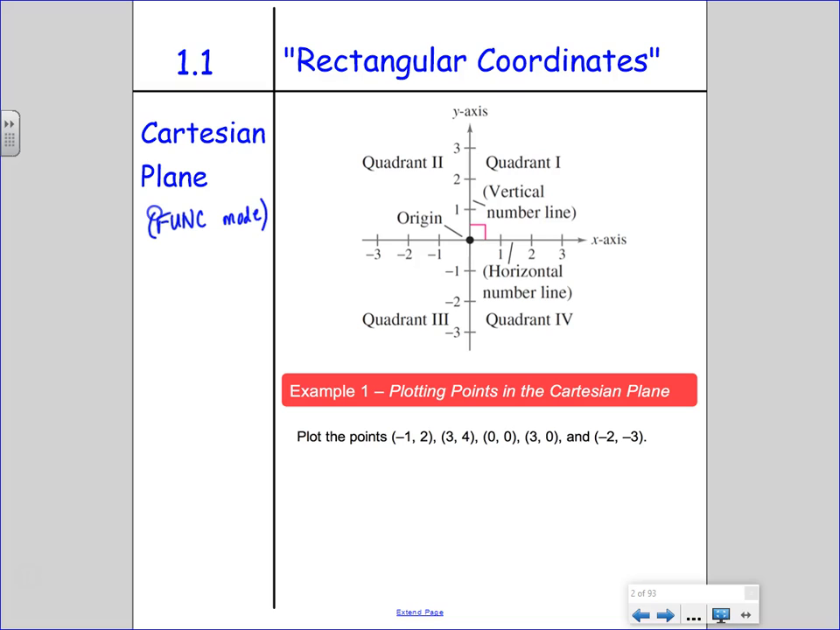Just because we did do some stuff in our graphing calculator last week, right? If you were to go to mode, and if you were to see FUNC, function mode, it's going to do all of its graphing in the Cartesian plane with rectangular coordinates. And we haven't even gotten to equations yet.